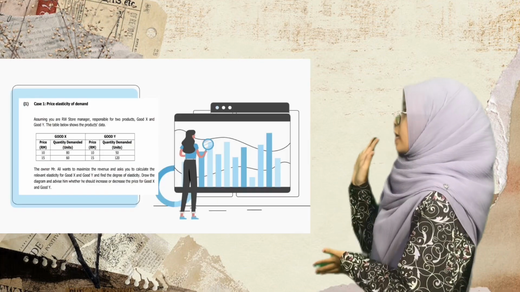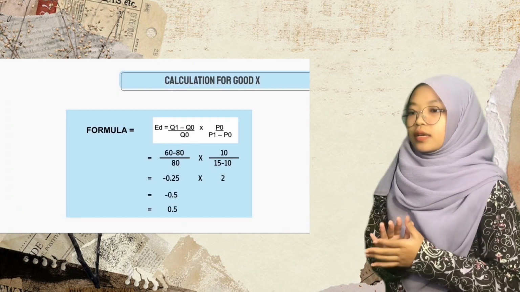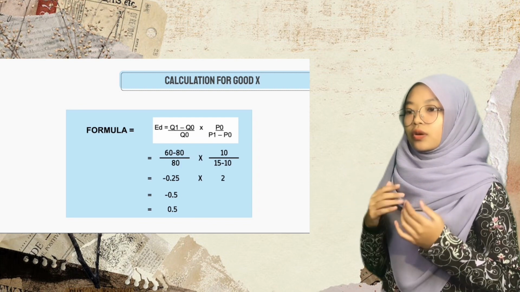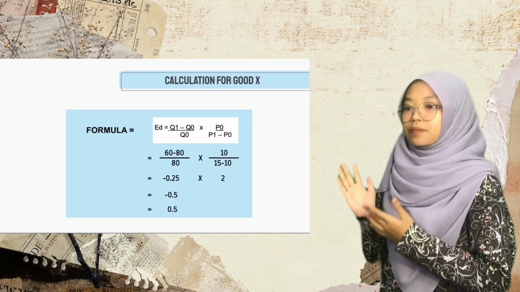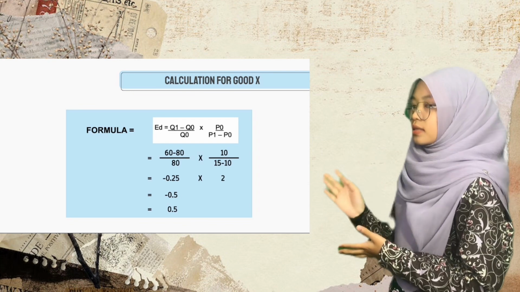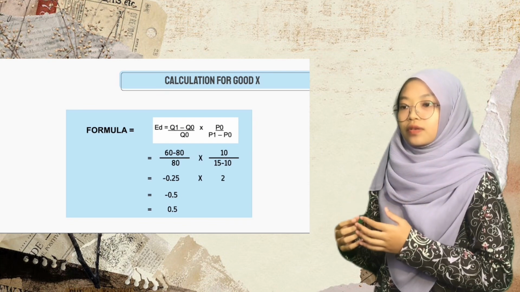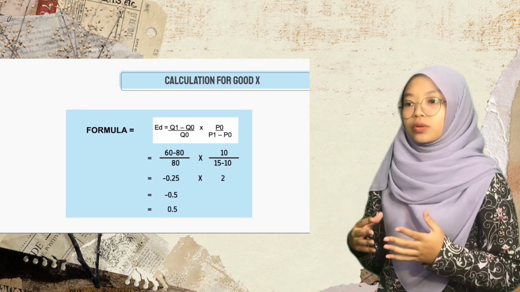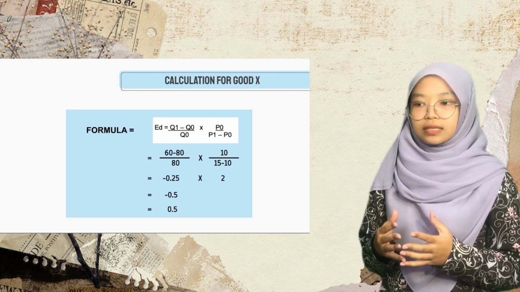I will explain about case 1, which is price elasticity of demand. So, we have good X and good Y. Calculation for good X. We use this formula: Q1 minus Q0 over Q0 multiplied by P0 over P1 minus P0. So, this is our calculation for good X. We get negative 0.5, but the negative sign will be ignored. So, we get 0.5, which means good X is inelastic.